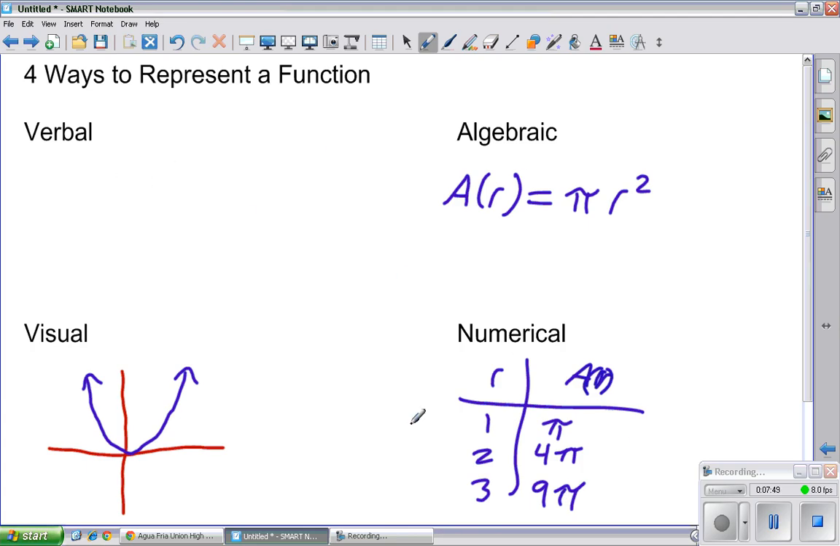So there's 4 different representations: algebraic; verbal, which, again for this one, is the area of a circle with radius r equals pi times r squared; visual, which would be like a graph; and numerical, which would be like a table.